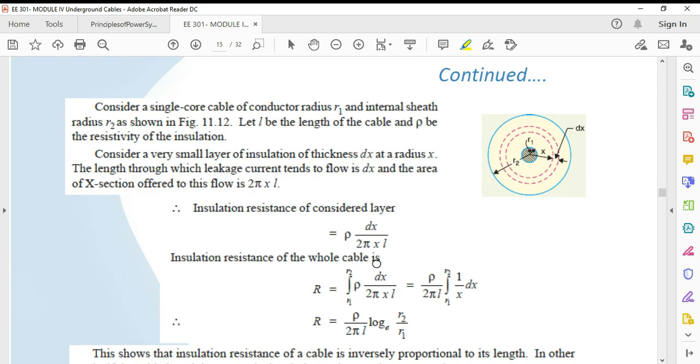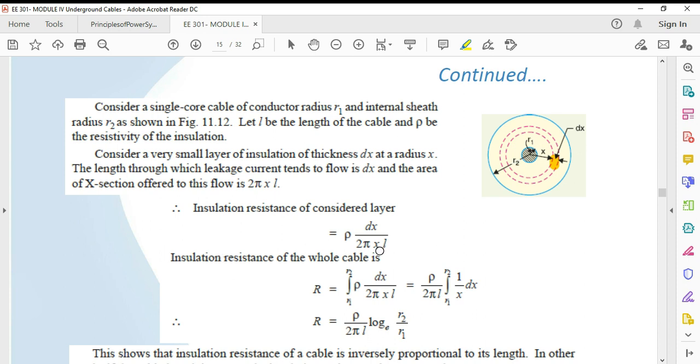So, we can find the insulation resistance of a single core cable. Consider a single core cable with conductor radius R1 and total radius R2, including the insulation. Consider a part of the cable at distance x from the center with a thickness dx. Then the cross sectional area of the layer will be 2 pi x into length L, where L is the length of the conductor.